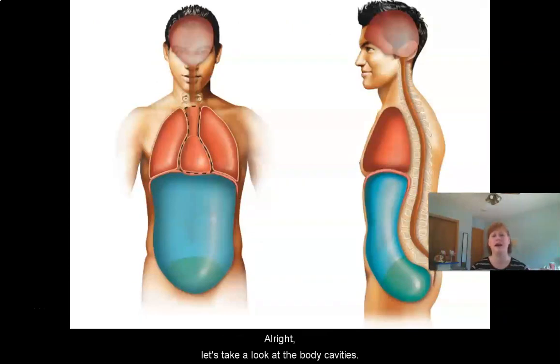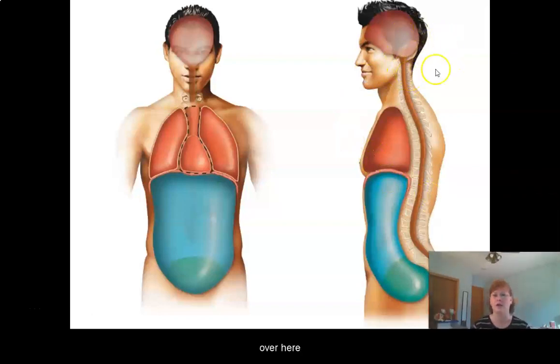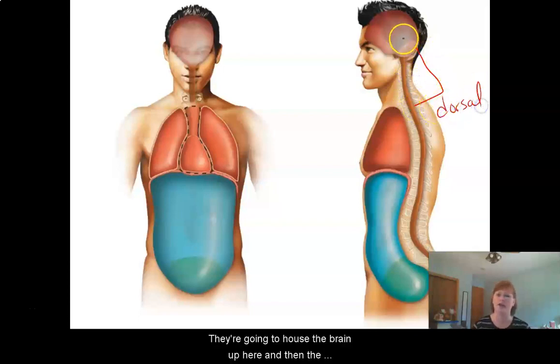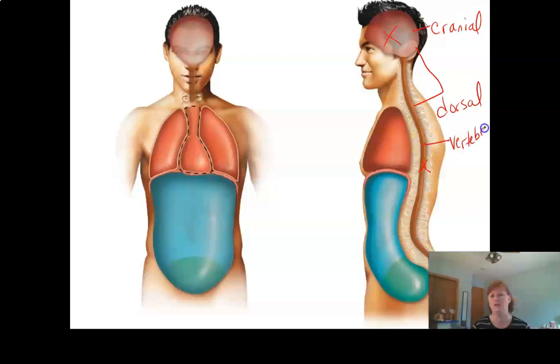All right, let's take a look at the body cavities. So over here, the back, we have the dorsal cavity. So these two cavities are connected. They are going to house the brain up here and then the spinal cord in this part of the cavity. The dorsal cavity can be broken into cranial and then vertebral. So that's my dorsal cavity.